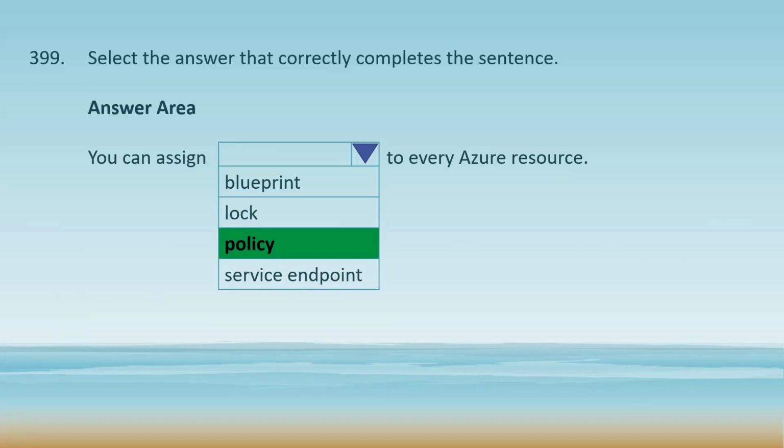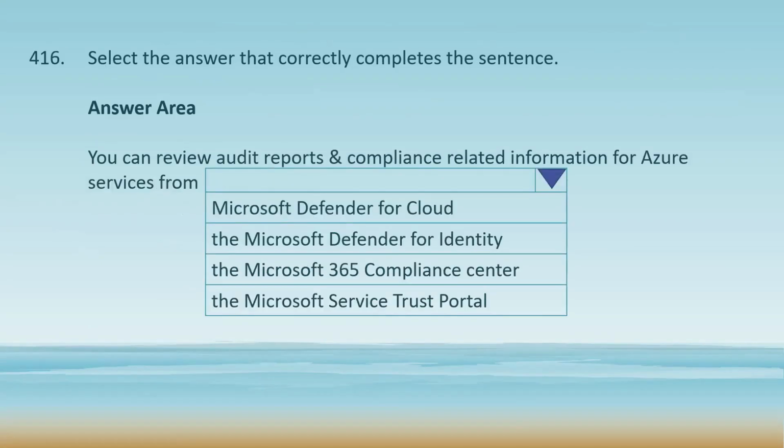Now, the key to answer this question for me is the difference between the word assign and apply. Whenever you are dealing with locks, you apply them. And whenever you are dealing with policies, you assign them. You can review audit reports and compliance related information for Azure services from, and your options are Microsoft Defender for Cloud, Microsoft Defender for Identity, Microsoft 365 Compliance Center, Microsoft Service Trust Portal.